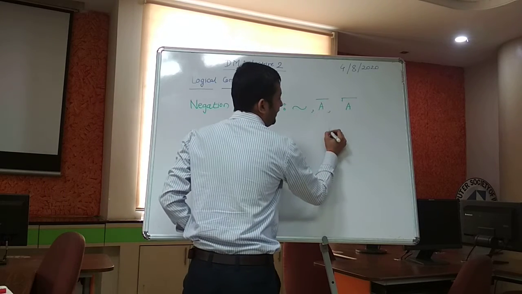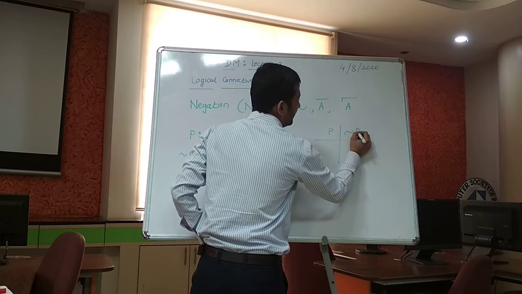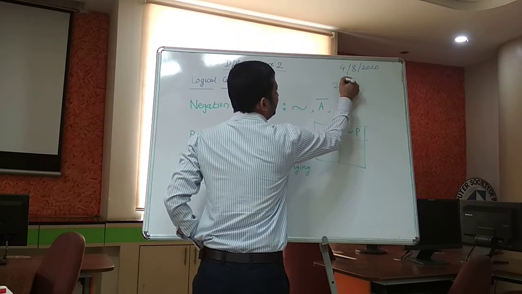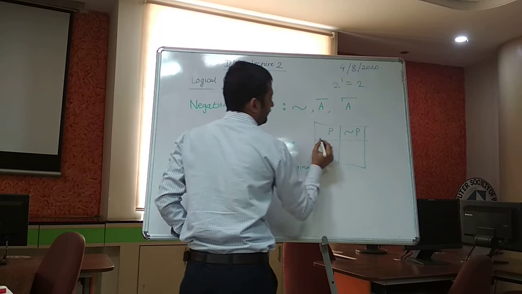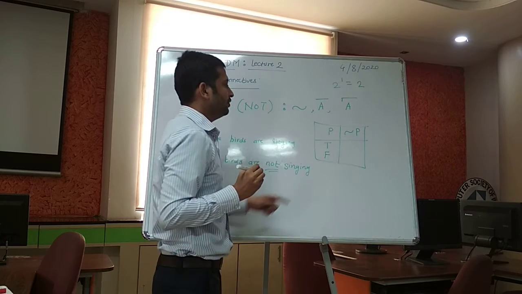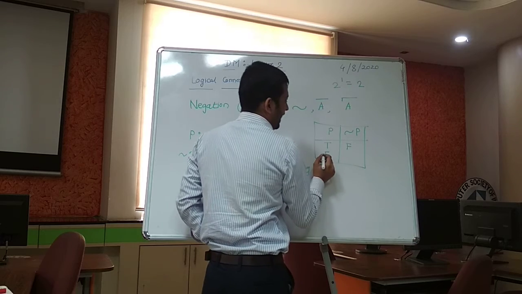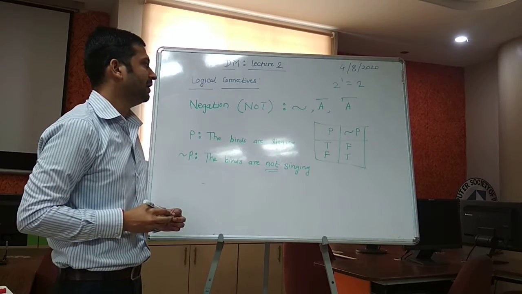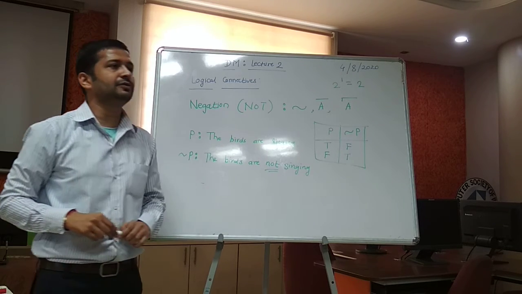So the truth table will be like that. P statement and the solution of that is negation of P. So here only one input statement is there, so only two combinations will be formed. One is true and the second one is false. So negation of true is false and negation of false is true. So this is the logical form, or truth table, of the negation or negative statement.